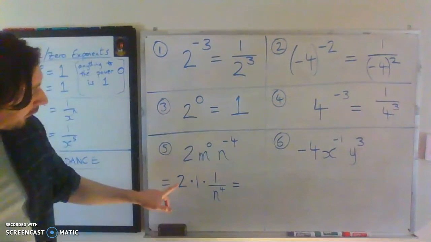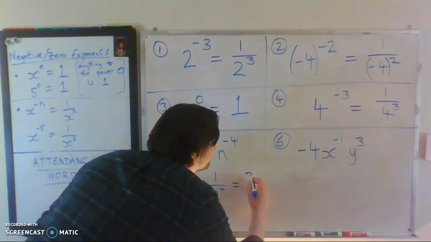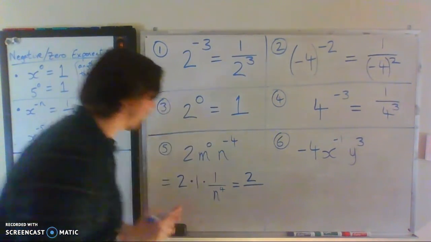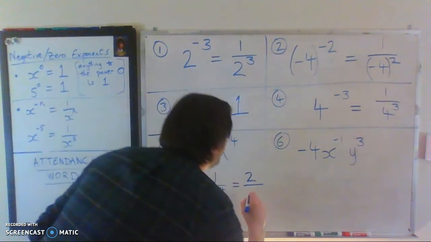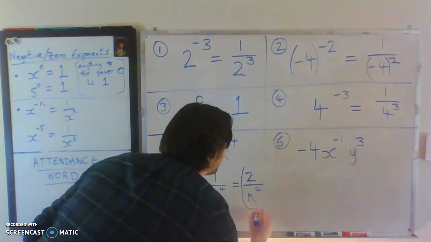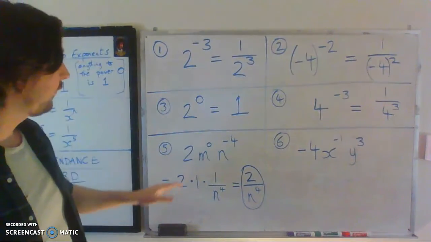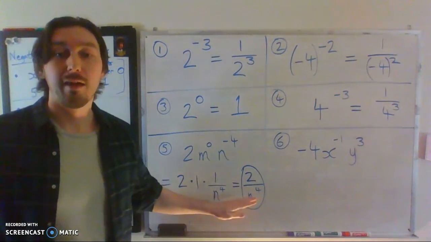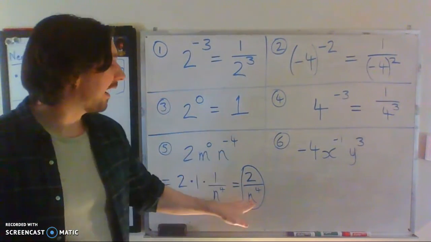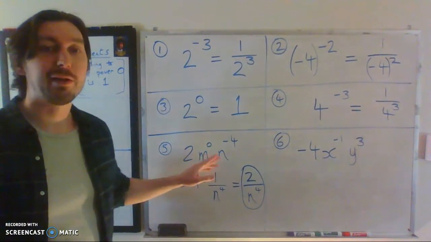So looking at this, 2 times 1 times 1, I'm just going to have a 2 on top. And on the bottom, I've just got my n 4. 2 over n positive 4. Alright, that's my final answer for this question. So see how it's changed from that to that. Much more simple, and there's no negatives anymore. So this is just another way of expressing that. We've kind of simplified it.